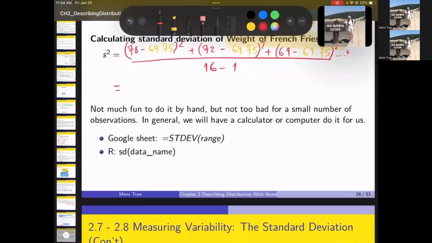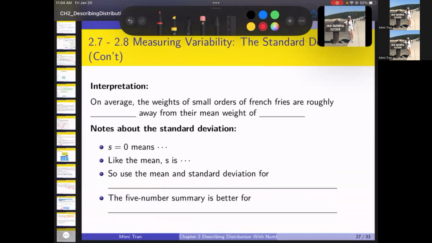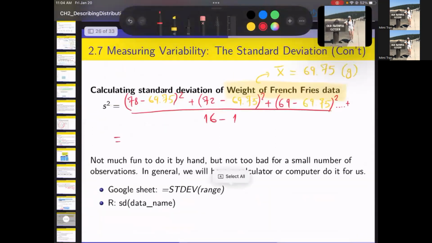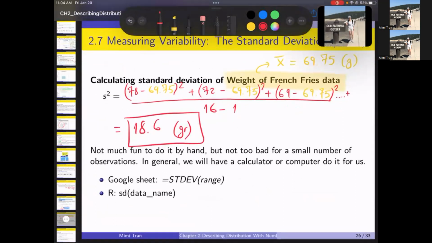In R, you could just use SD, and then inside you put your data frame. Right. What was the value? 18 point. Thank you, gram. Don't forget the unit. I'm not going to show you here in R. You can try it at home.